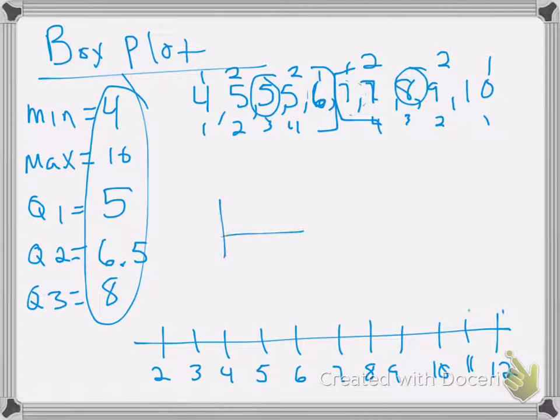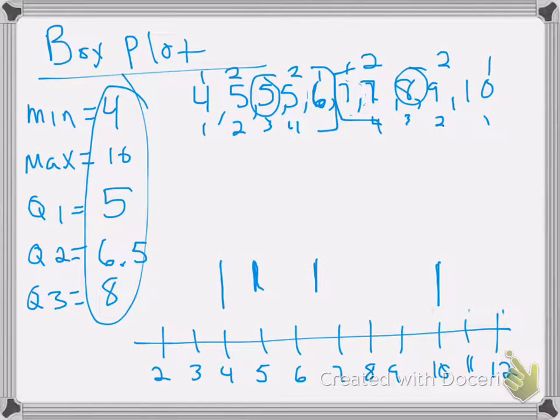Remember, your box plot should look something like that. Okay, I'm going to do the exact box plot for my numbers though. I put a line at my min. I put a line at my max. I'm going to put a line at Q1. I'm going to put a line at Q2, and 6.5 is between 6 and 7.